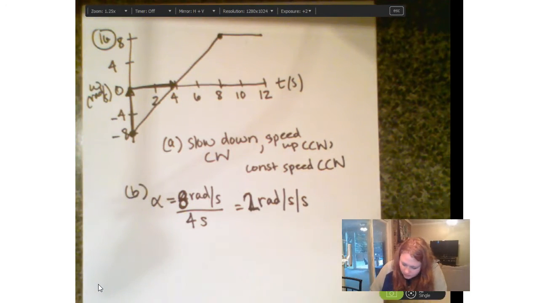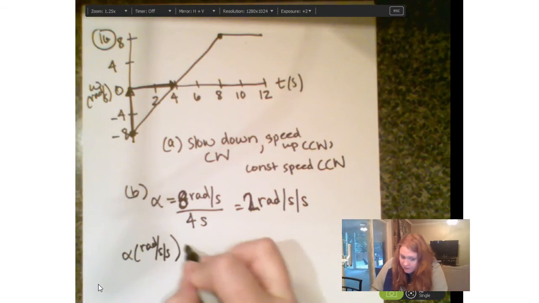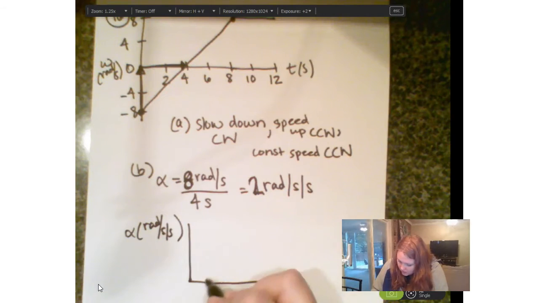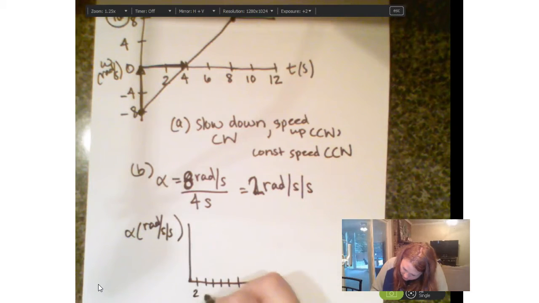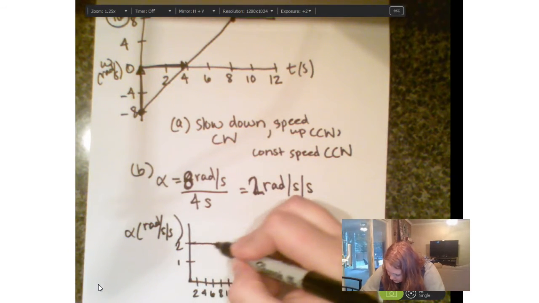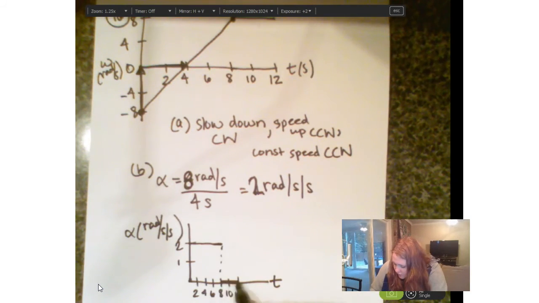Sorry. So that means that, let's see, if I were to draw an alpha graph, radians per second squared, and we have time over here. I'm going to do the same scale here. Let's see, 2, 4, 6, 8, 10, 12. And then 1. So I know for the first 8 seconds, I accelerate at 2 radians per second squared. And then from 8 seconds to 12 seconds, I have 0 acceleration. So your acceleration and time graph should look something like this.